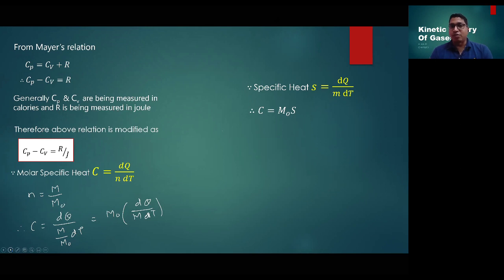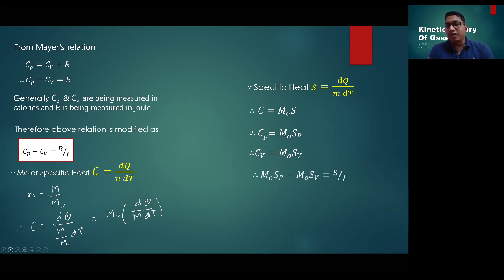Then what is the molar specific heat at constant pressure? On a similar basis, Cp is going to be m naught into Sp and Cv is going to be m naught into Sv. Now we substitute these values in the relation Cp minus Cv equal to R by J. So m naught Sp minus m naught Sv is R by J. Taking m naught common and dividing by m naught, we get the relation Sp minus Sv is equal to R upon m naught J.